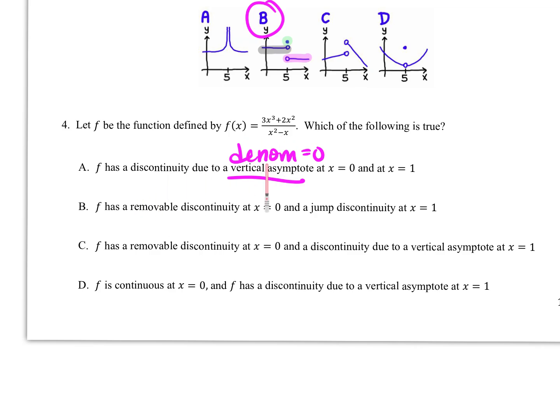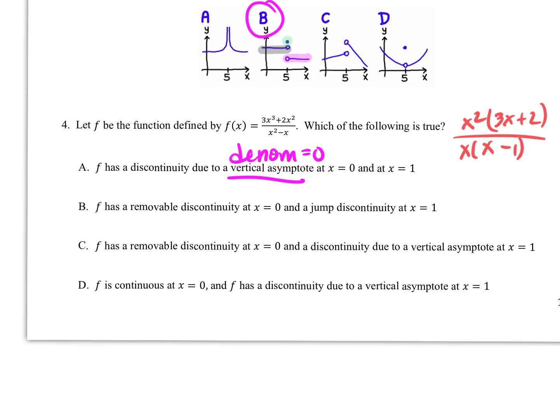It has a discontinuity due to a vertical asymptote at 0 and 1. Well, how would I even get that? We might need to factor out some GCFs here. What can we factor out from the top? Yeah, an x squared, I dig that. What would be left? 3x plus 3. Yep. What can I factor out of the bottom? X, and I'd be left with x minus 1. So good.